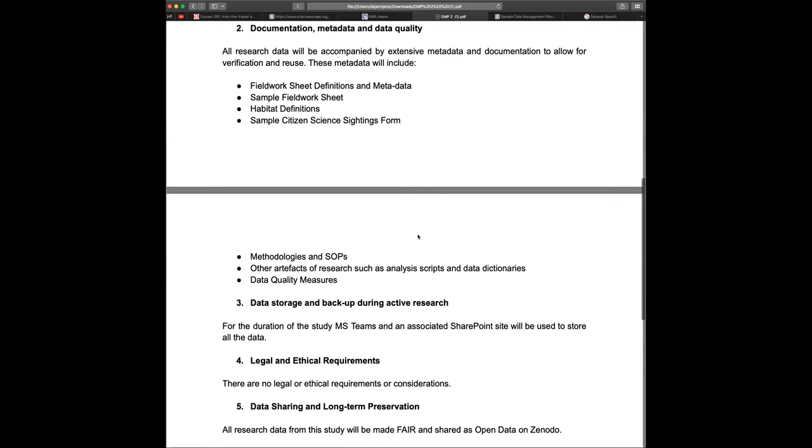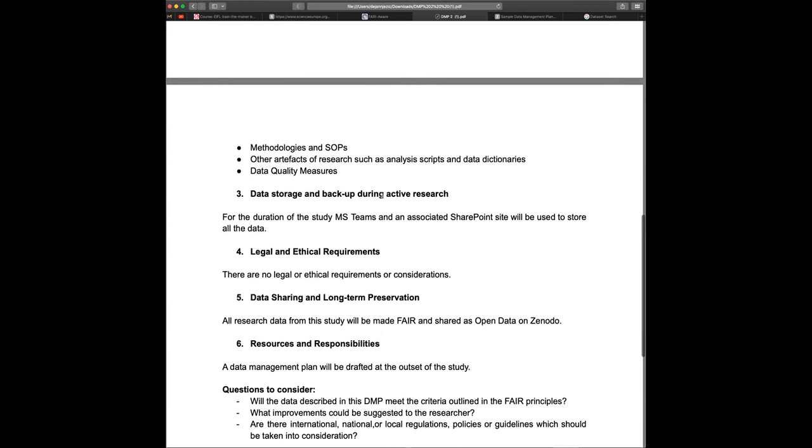There is nothing about data quality control measures that will be used. So this part could really be improved. As for the data storage and backup during active research, here we only have information about the cloud service that will be used. They don't say how the data will be recovered in case of an incident.